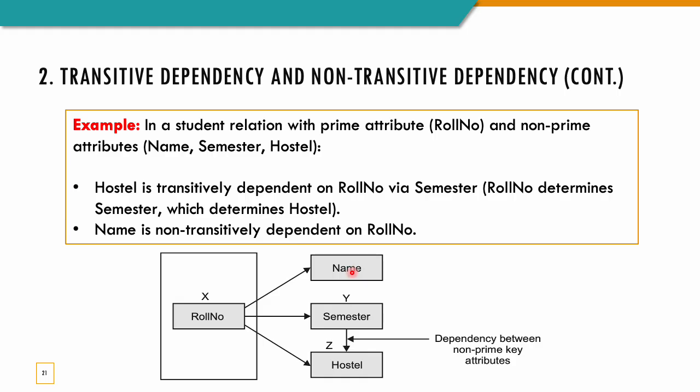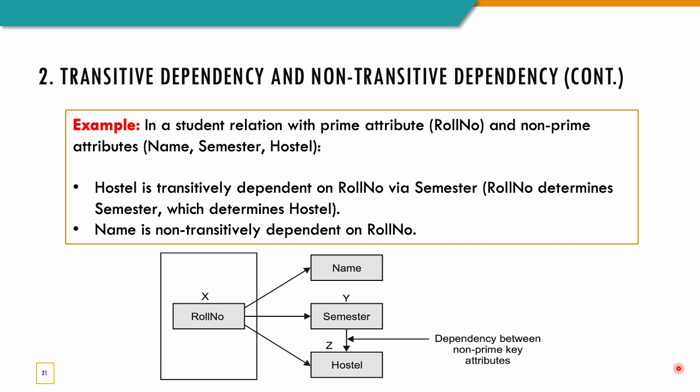So this diagram shows the relationship between the roll number, the name, semester, and hostels, where the roll number is the X. It directly determines the name, and the roll number also determines the semester, but the semester in turn determines the hostel, the Z. It's showing the transitive dependency.